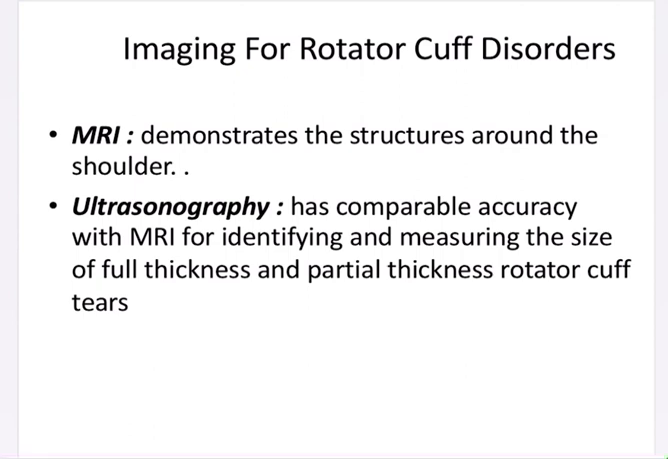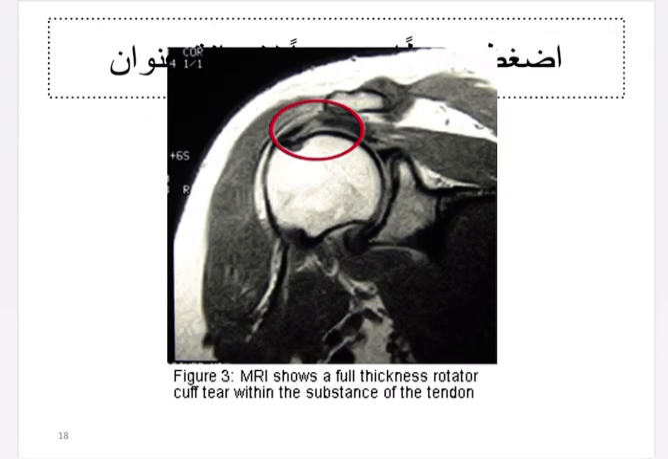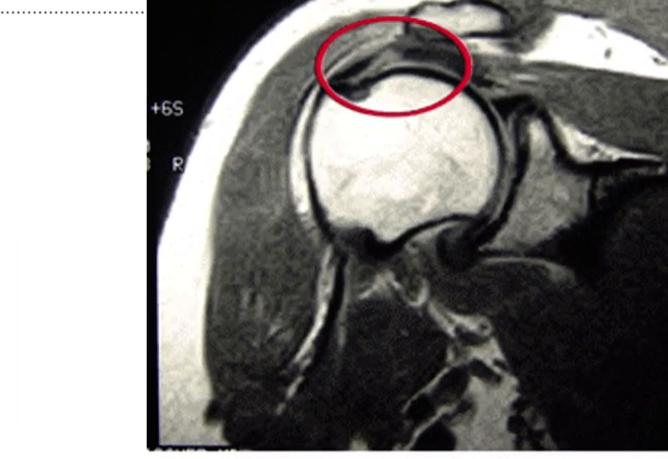The second imaging for rotator cuff disorder is the MRI. MRI is the best tool for diagnosis, while the ultrasound has comparable accuracy with the MRI for diagnosing and measuring the size of full thickness or partial thickness rotator cuff tear. This picture of MRI shows full thickness rotator cuff tear within the substance of the tendon.